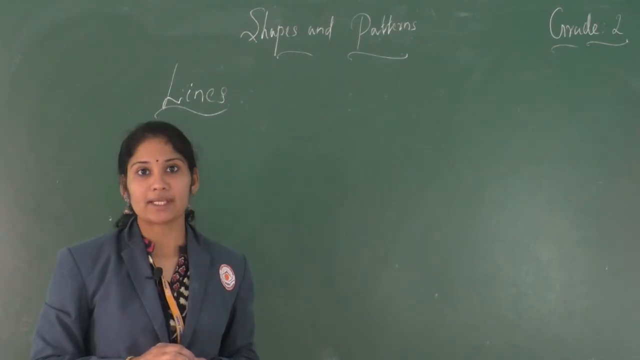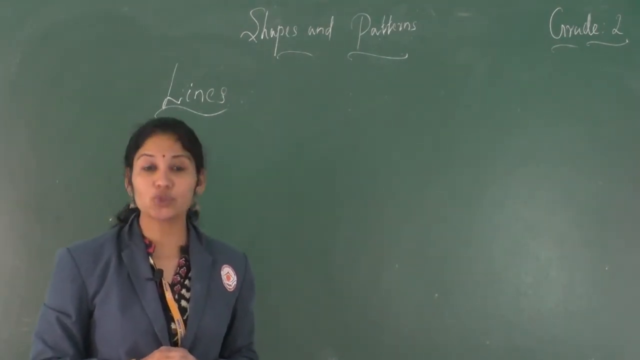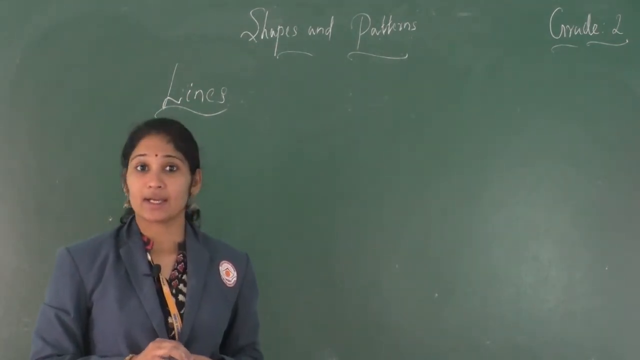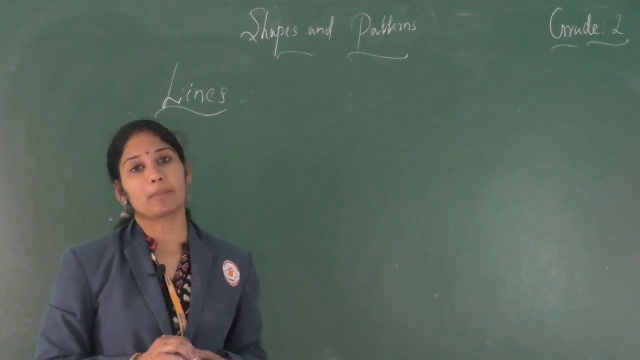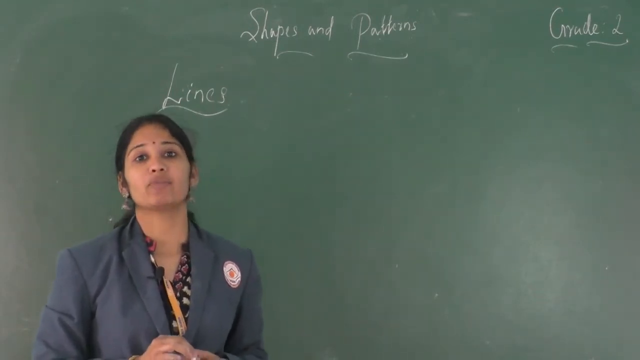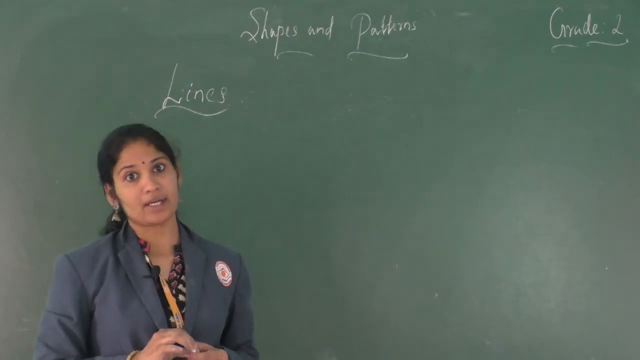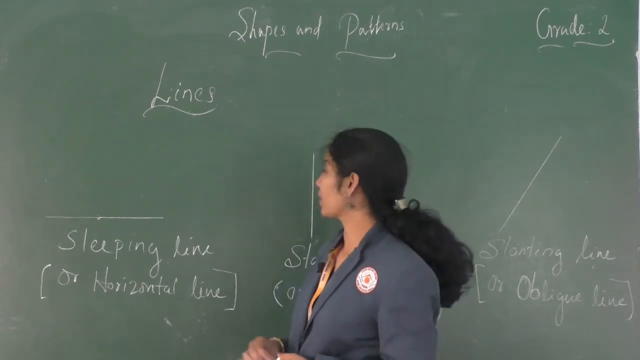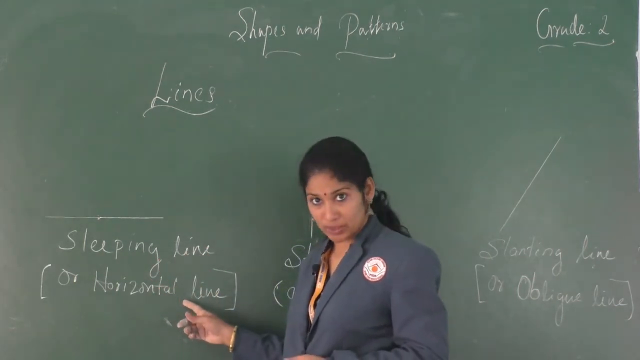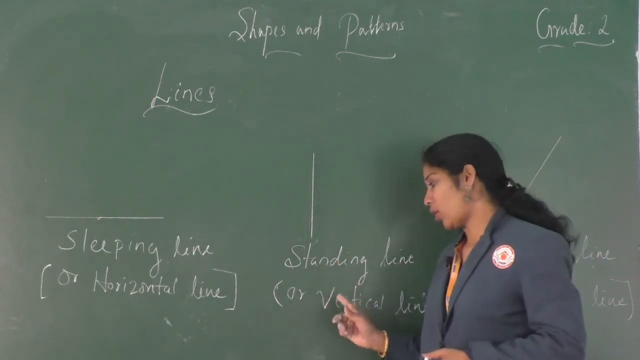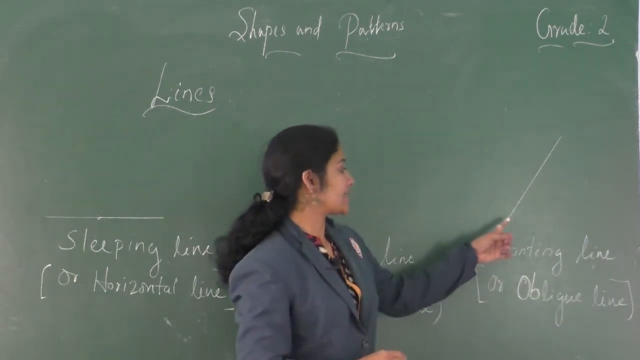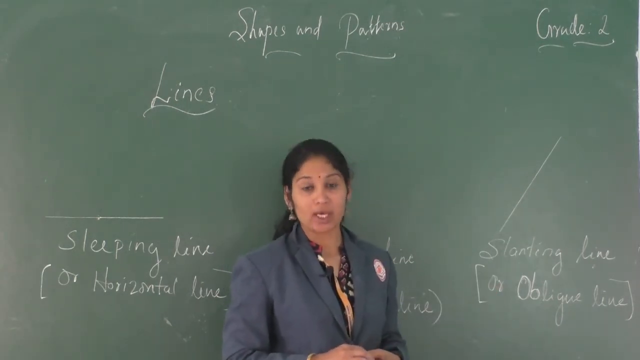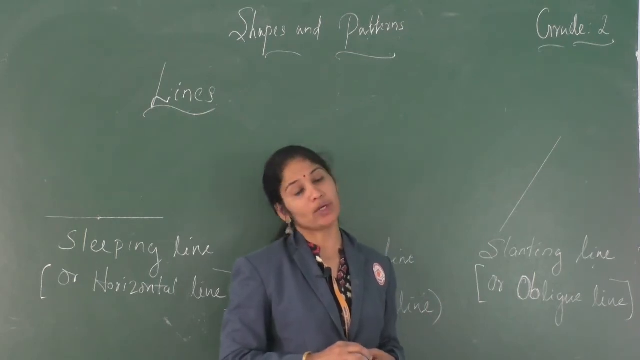Children, our first topic is lines. We already learned there are two types of lines, straight lines and curved lines. Figures like rectangle, triangle, squares are made by straight lines and figures like circles are made by curved lines. Children, a straight line can be of three types. They are sleeping line or horizontal line, standing line or vertical line, slanting line or oblique line. We can draw lines using ruler or straight edge of an object.